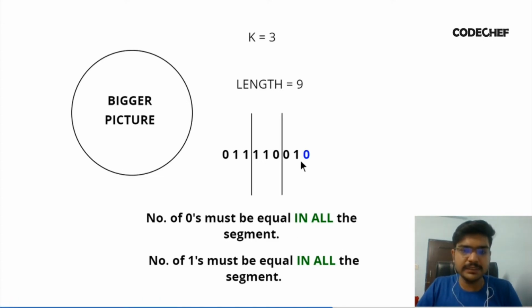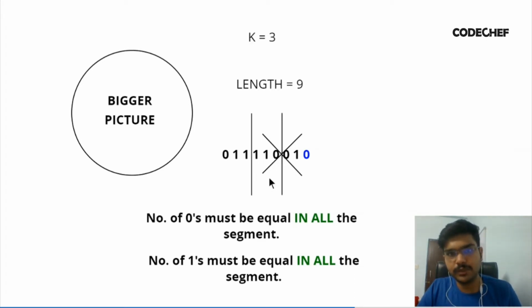So what happens if the number of zeros and the number of ones are not equal? Let us suppose that we have converted this 1 to 0. As we can see, the mirroring concept in these two consecutive segments fails, and hence we cannot form a solution. Hence our answer would be impossible here.